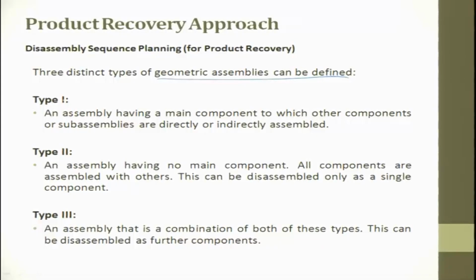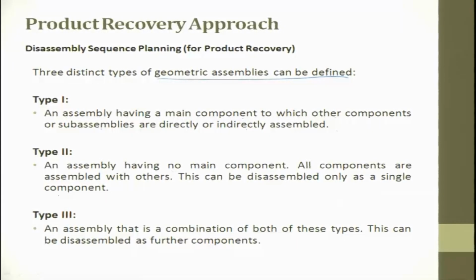The disassembly sequence plan for product recovery has three distinct types of geometric assembly that can be defined: type 1, type 2, type 3. Type 1 is an assembly having a main component to which other components or subassemblies are directly or indirectly assembled, for example a breadboard or PCB. Type 2 is an assembly having no main component, where all components are assembled with each other. This can be disassembled only as a single component.